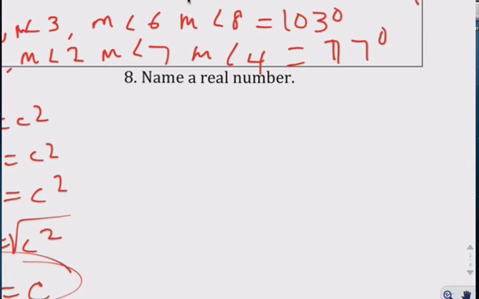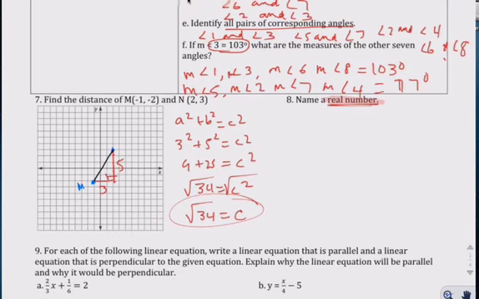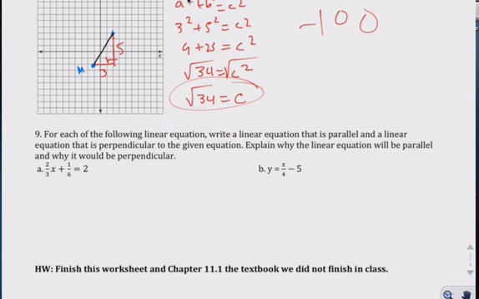Name a real number. A real number is basically all numbers, okay? Real numbers are all numbers in the universe. So any number you want. Square root of 8, 1 million, negative 1 million, 100, all numbers are real numbers, basically. Okay?